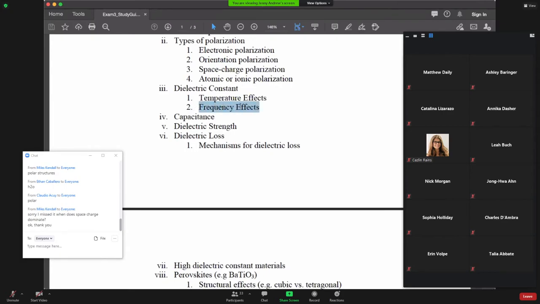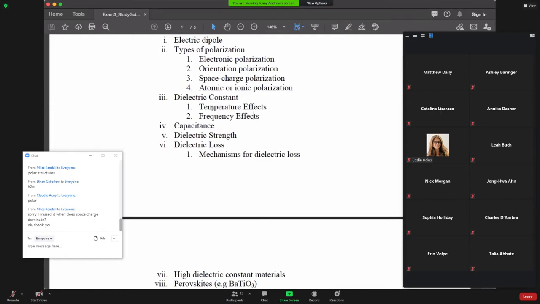We had a homework problem in particular where we looked at frequency effects. So why is frequency important for dielectric materials? You have these dipoles that have to move, right? So if you're moving your field too fast, if it's faster than the atom or ion can respond, then you're not going to see any benefit of that type of polarization.